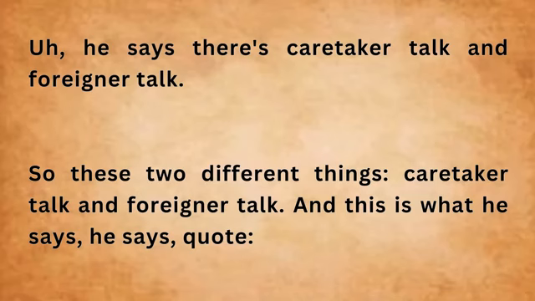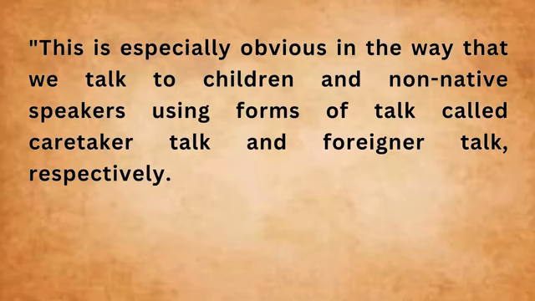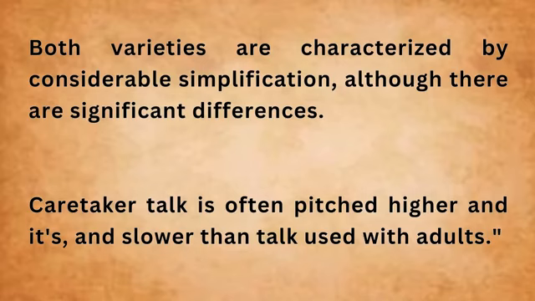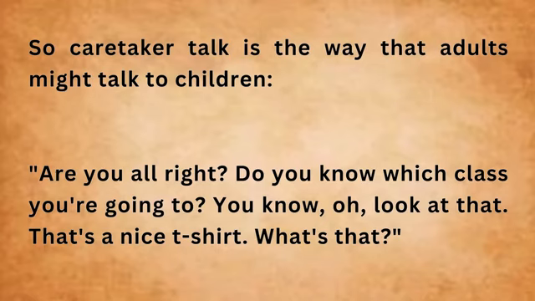He says, quote, "This is especially obvious in the way that we talk to children and non-native speakers using forms of talk called caretaker talk and foreigner talk, respectively. Both varieties are characterized by considerable simplification, although there are significant differences. Caretaker talk is often pitched higher, and slower than talk used with adults." So caretaker talk is the way that adults might talk to children.